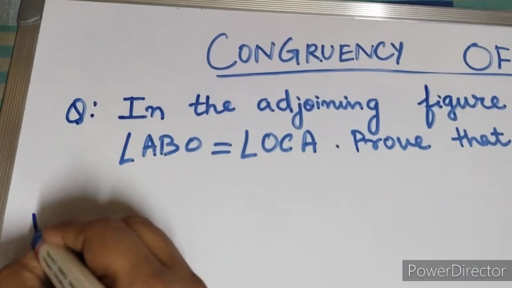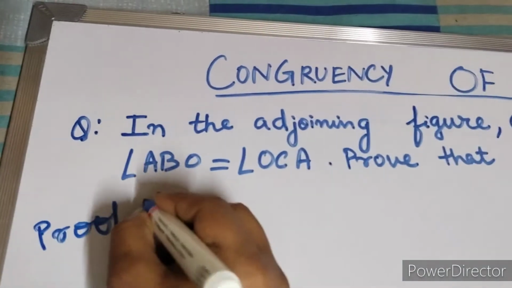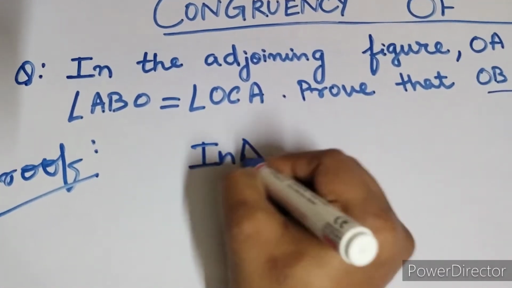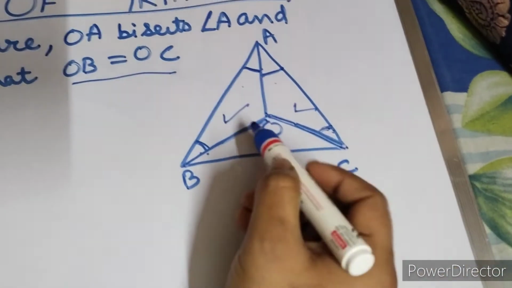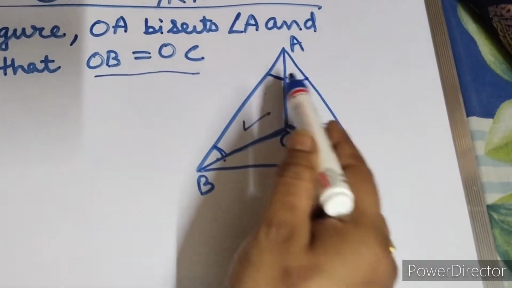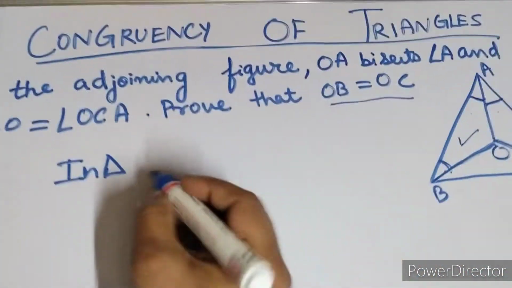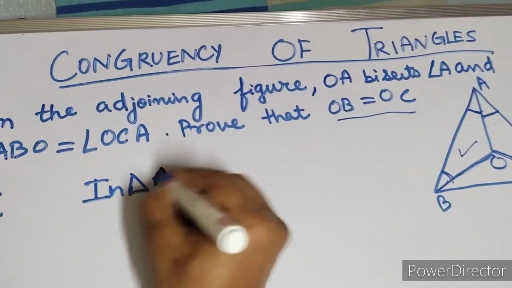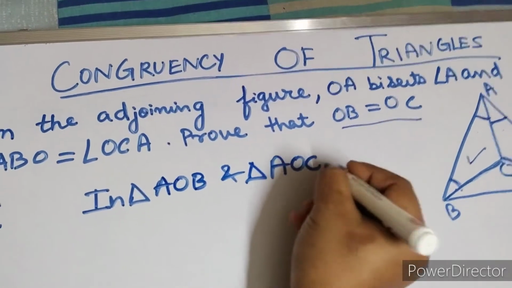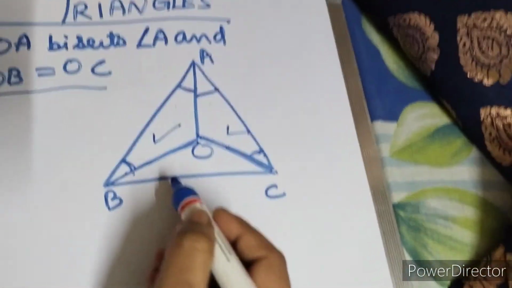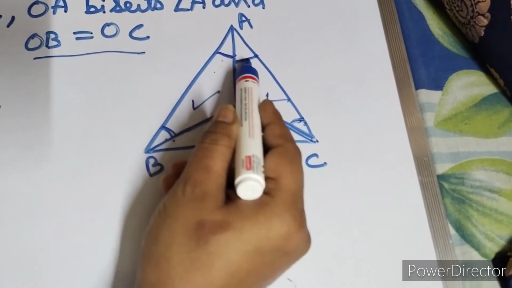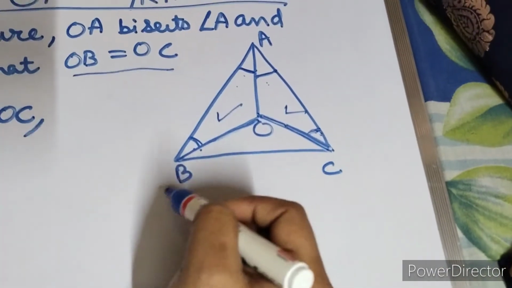Okay. So how do we prove? How do we write the sum? We have to first write the triangles which we need to prove congruent. We have to take those two triangles, AOB and AOC. We are taking triangle AOB and triangle AOC. So now we have to see which parts are equal. Firstly it is given that this angle is equal to this angle.